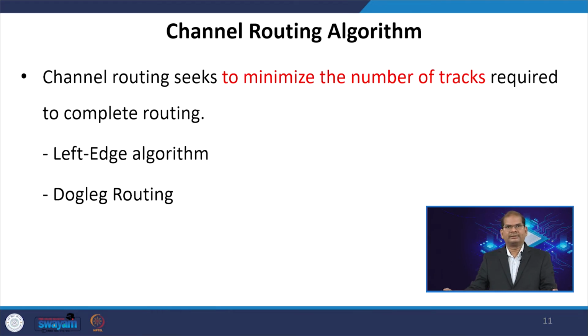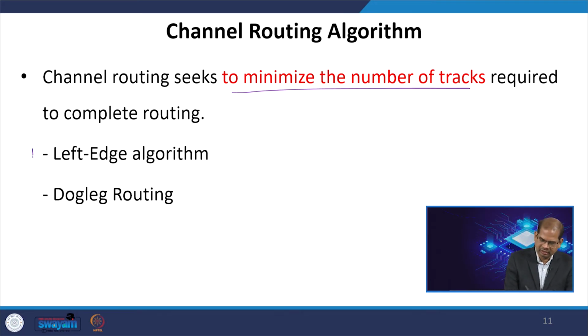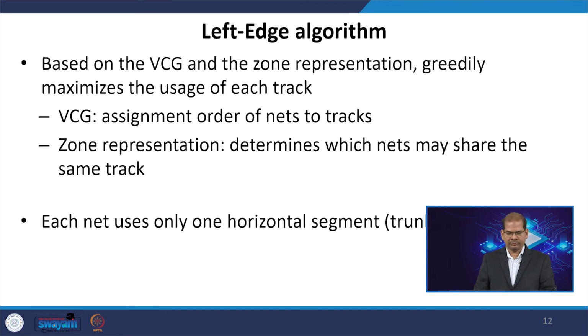Now we will discuss the channel routing algorithm. Here the main objective is to minimize the number of tracks. There are two popular algorithms. One is the left edge algorithm and the second is called the dogleg routing algorithm. First of all, we will discuss the left edge algorithm.